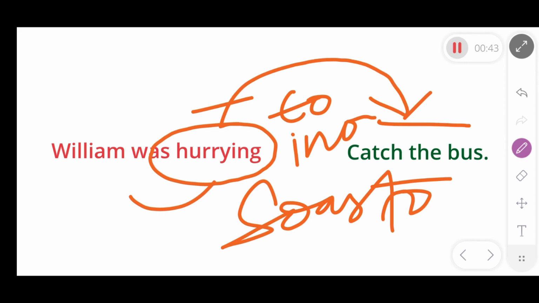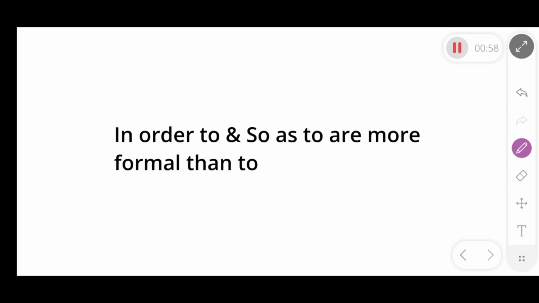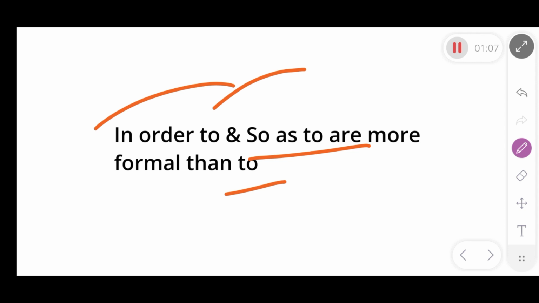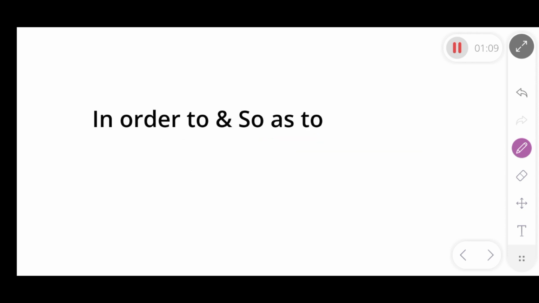So, to, in order to, and so as to are used to express purpose or to say why we do certain things. The important thing is what is the difference between to, in order to, and so as to. One of the differences is that in order to and so as to are more formal than to, while the important thing is that in order to and so as to can be used in negative.